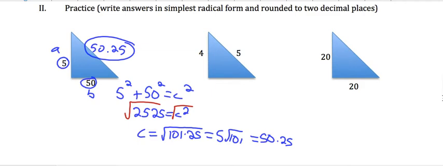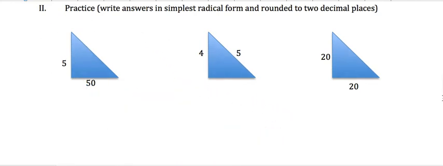Okay, what I want you to do is try using the Pythagorean theorem on both of these other two triangles, and write your answer rounded to 2 decimal places if necessary, and in simplest radical form. So write it in 2 different ways, just like I did in that last one. So do that, pause, and then come back.